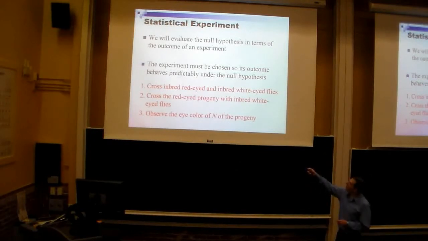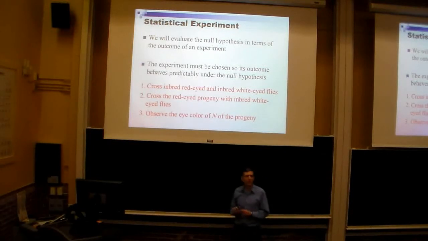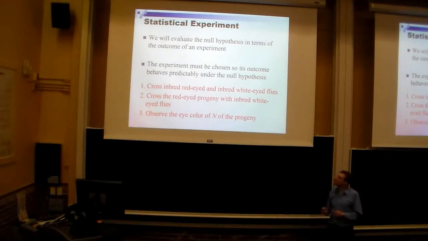We can cross red-eyed and white-eyed flies. We can cross back the red-eyed progeny with the inbred white-eyed flies. And then we can observe the eye color of some number n of the progeny. And we'll see later how it matters what n is, but let's just say n is a variable for now. We'll decide later how many flies we're looking at. And that, then, is our statistical experiment.